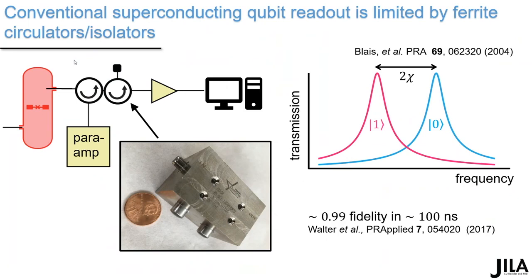But we really have to ask ourselves, what will limit superconducting qubit readout in the future? And it's clear that ferrite devices like this one are a roadblock when trying to envision systems of thousands or more qubits. Even earlier in the first experimental session, we heard ferrite devices were limiting entanglement experiments between two cryostats as well. Everybody wants to get rid of these, not even just their size, but also the loss associated with them.